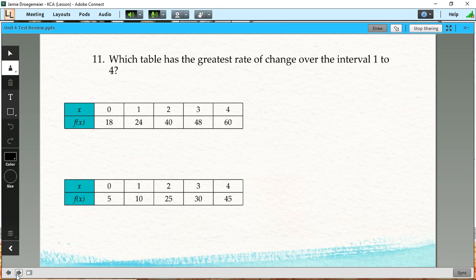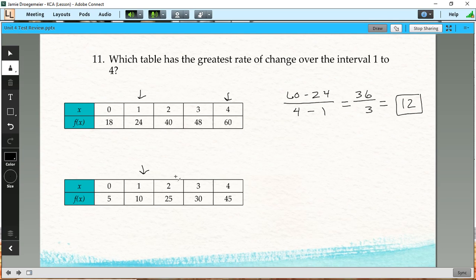All right, number 11, same type of problem here. This time we're going from 1 to 4, and they want to know which of these tables would have the greatest rate of change over that interval. All right, so again, y value or f of x value at 4 minus the y value at 1 would be 24. And then x value of 4, x value of 1, we're going to do those subtractions. 60 minus 24 is 36. 4 minus 1 is 3. And 36 divided by 3 is 12. So this is our rate of change for that one.